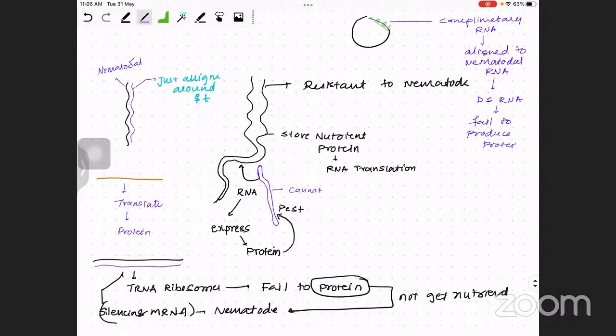So this effort was done by the scientists to avoid infestation of a nematode. Name of the nematode is Meloidogyne incognita. Okay, Meloidogyne incognita is the name of the nematode.